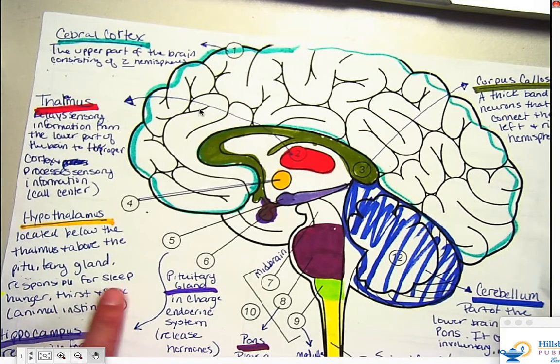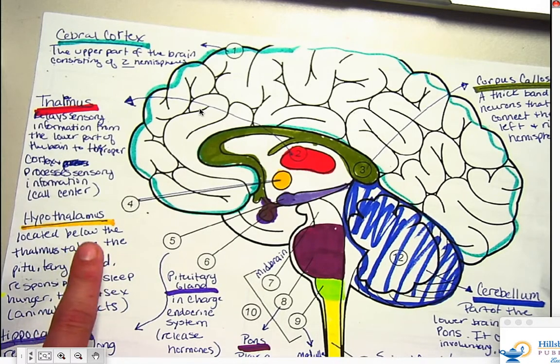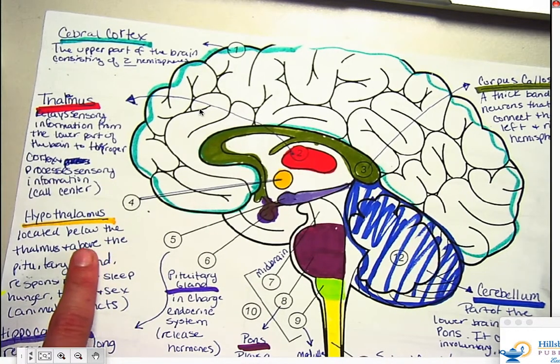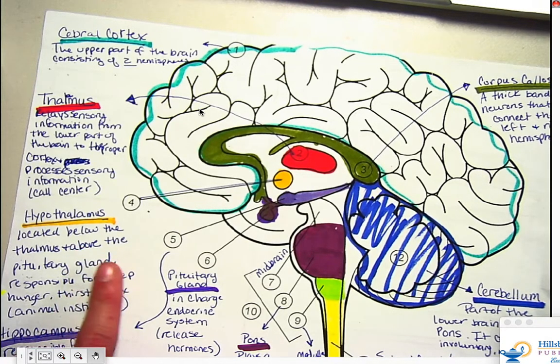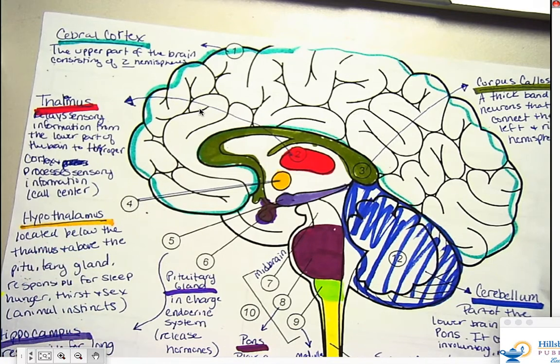Then you have your hypothalamus, which is located above the thalamus. It's responsible for your sleep, hunger, thirst, sex. This is what Freud thinks is the most important component of your personality. Why would he say that about the hypothalamus? Animal instincts is the biggest thing. So if you have an enlarged hypothalamus, you're probably going to be more aggressive. If you have a smaller hypothalamus, you're probably going to be incredibly passive. It doesn't necessarily dictate, but those are the types of things that AP would ask.